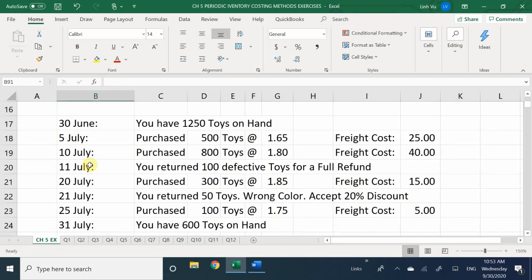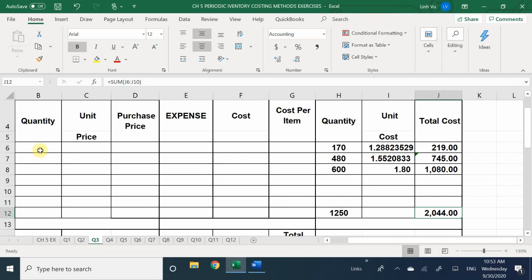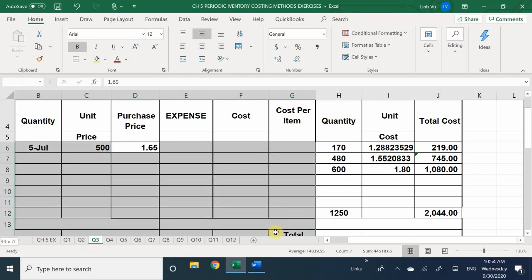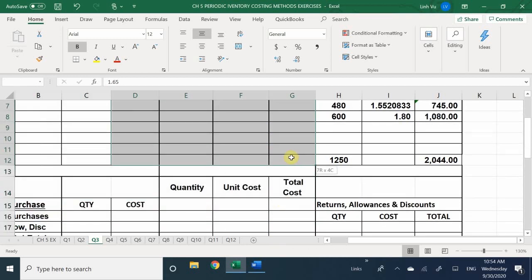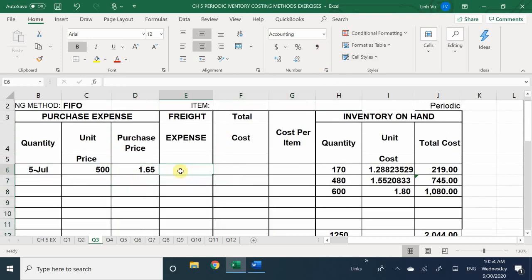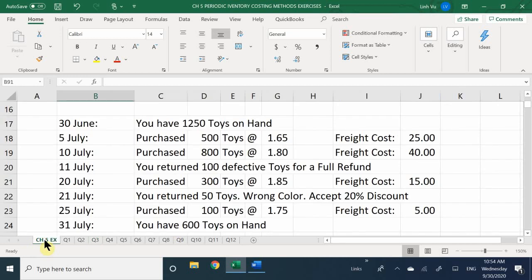So on July 5th, we made a purchase of 500 toys at $1.65, with the freight costing me $25. So 500 at 1.65. I'm going to recognize that this is 75. I have this for $1.65. And I'm going to make sure that all of these are also in dollar format. So here I got 1.65, and my total freight was $25.